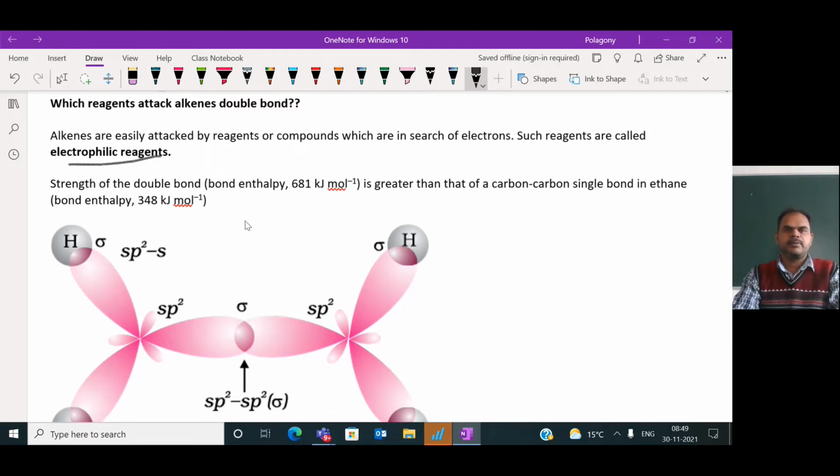Already you know that a double bond is stronger than a single bond. The bond enthalpy of the carbon-carbon double bond is 681 kilojoules per mole, whereas the carbon-carbon single bond enthalpy is 348 kilojoules per mole. That means we can say that the double bond is stronger than the single bond.